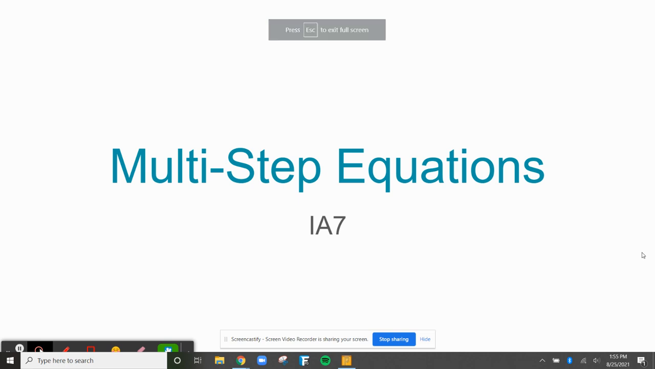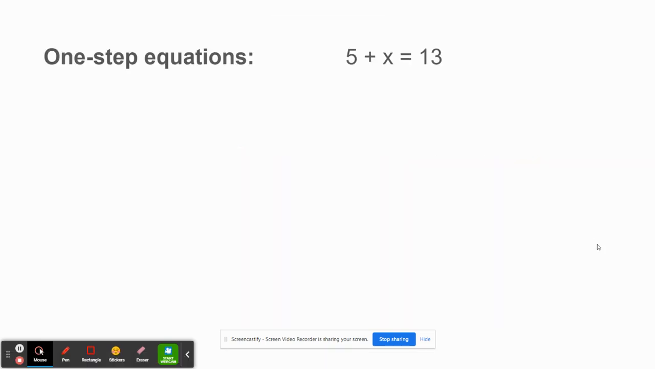Multi-step equations. You might remember one-step equations. Our ultimate goal when seeing a problem like this is to solve for x. Why is this called a one-step equation? Well, for us, it's going to take one step in order to solve it.